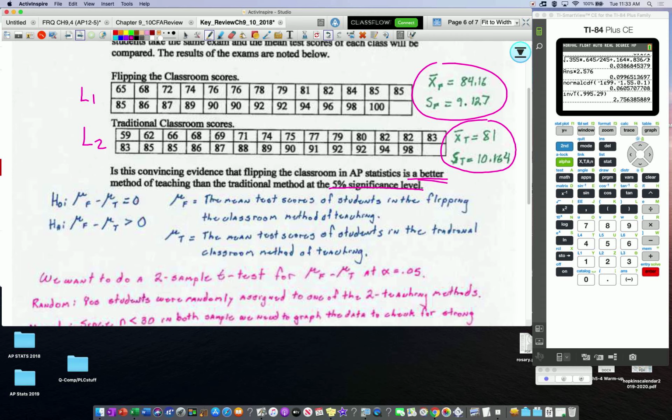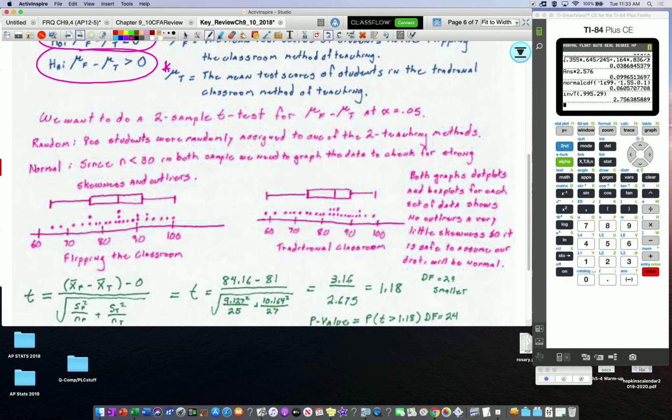So I'm saying the difference in their mean scores is 0 versus that the difference between the two scores is greater than 0. Because I'm doing flipping the classroom minus traditional. If you flip these, then this greater than becomes a less than. Notice how I've defined mean of the flipping, mean of the traditional. So again, the type of test you're doing is a two-sample t-test for the difference between two means. They do give you a significance level of 5%.